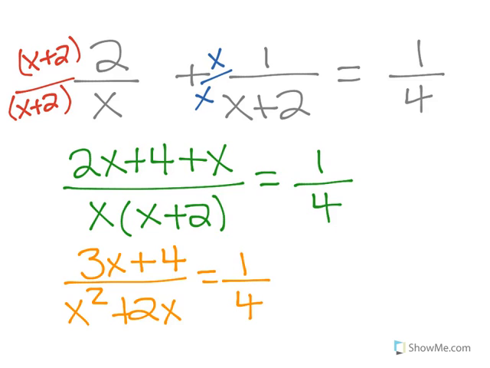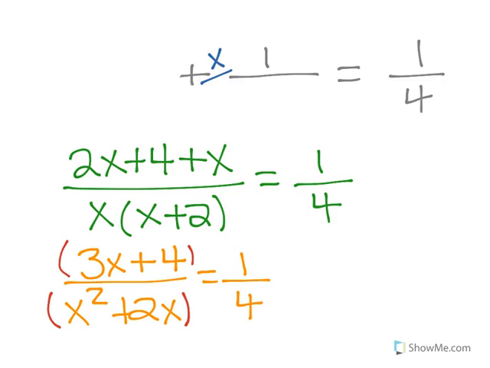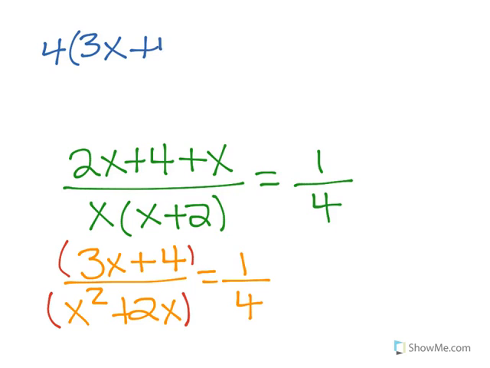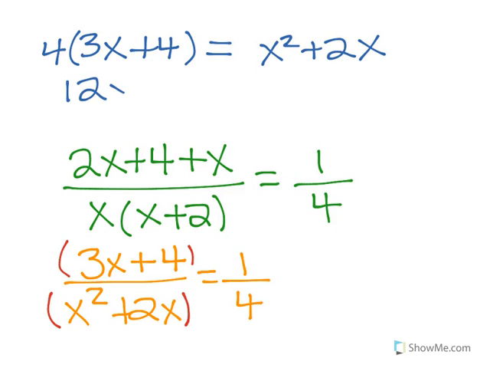And now we have a problem that's set up just like our very first one, and we're going to cross multiply and distribute the 4 and the 1. Alright, so I'm going to erase the top here so that we can see our next step. Alright, so it would be 4 times 3x plus 4 equal to 1 times x squared plus 2x. Now I'm going to distribute and get 12x plus 16 and it's equal to x squared plus 2x.